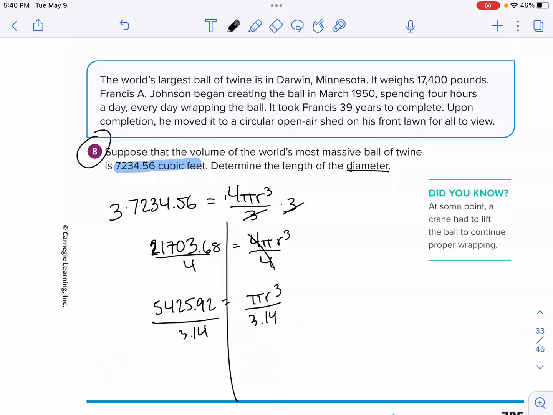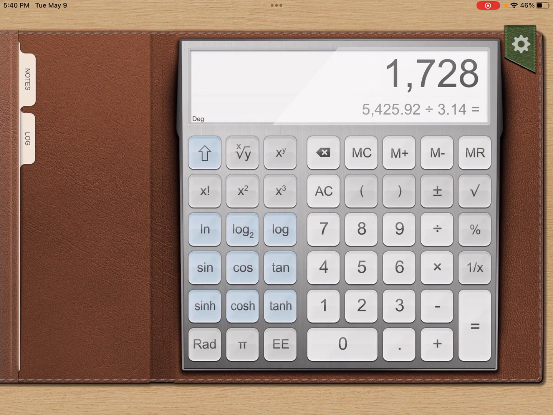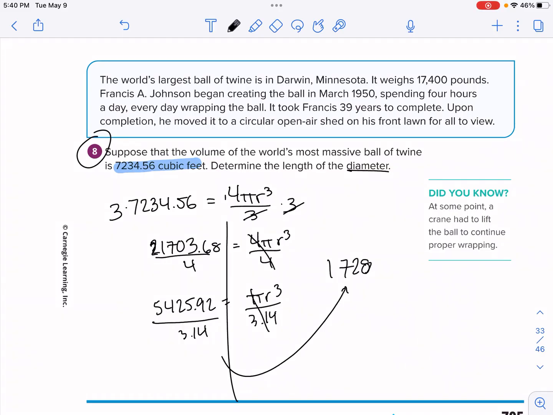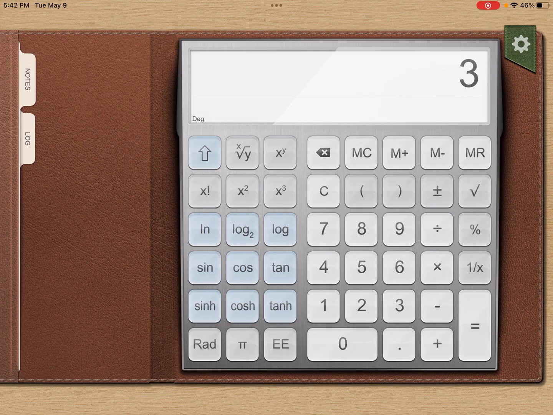Let's put it over here. So 1,728 equal to r cubed. So let's take the cube root of 1,728. This is 12.